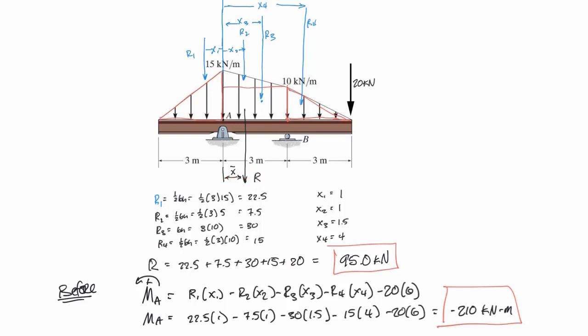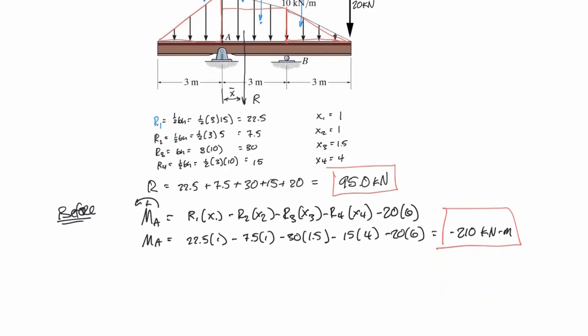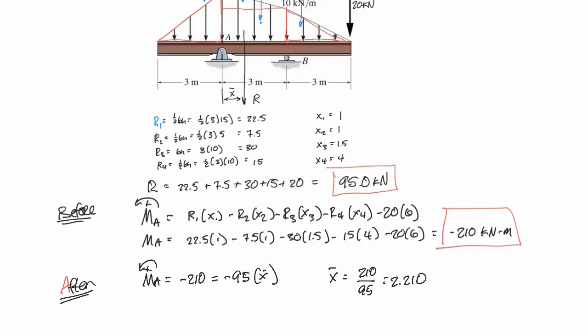So let me go ahead and zoom up just a little bit here. And I'll say that the after, the moment about A is going to be equal to the same, which is negative 210, and that's going to be equal to the resultant times x bar. And I can divide that out. I can see that x bar is equal to 210 over 95, which is equal to 2.210. Alright, so what we've done then is replaced all of those loads with one load, which is the resultant load at that distance.